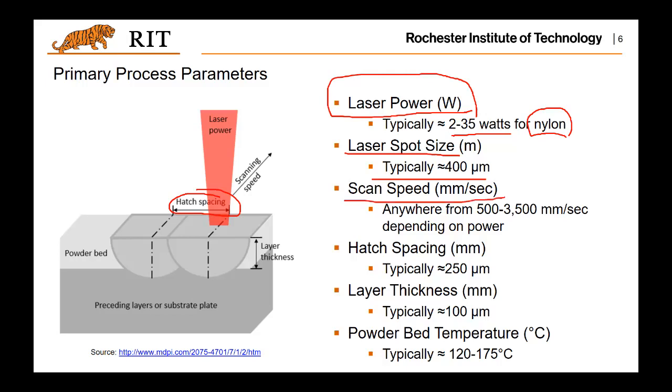And scanning speed, 500 to 3,500 millimeters per second. And again, the hatch spacing. As I mentioned, this hatch spacing will determine the size of void regions. So definitely you want an appropriate hatch spacing such that the voids will be minimized. Also layer thickness, that is this height of the layer.